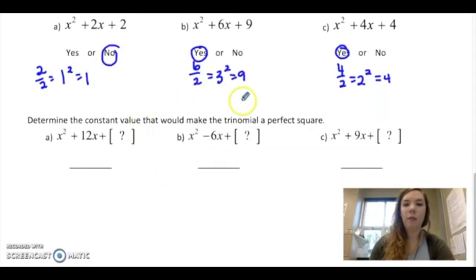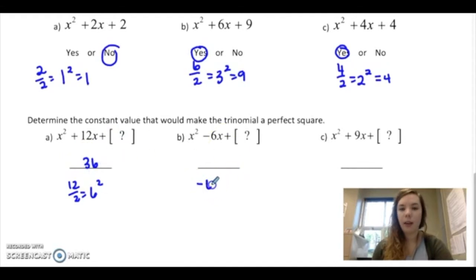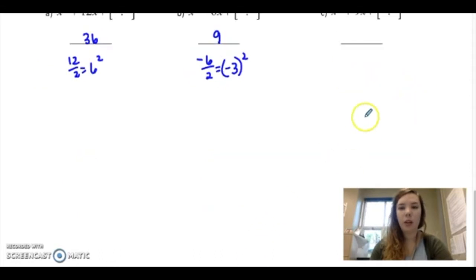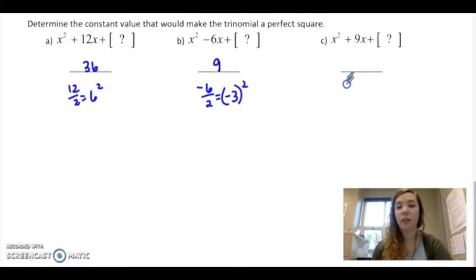Determine the constant value that would make the trinomial a perfect square. So again, if I take 12 over 2, that's 6. 6 squared is 36. Negative 6 over 2 is negative 3. Negative 3 squared is 9. This last one, we're going to get a fraction, and we're going to go ahead and leave it as a fraction. 9 over 2, if I square that, is 81 over 4. Okay, you just square 9 and square 2 separately.